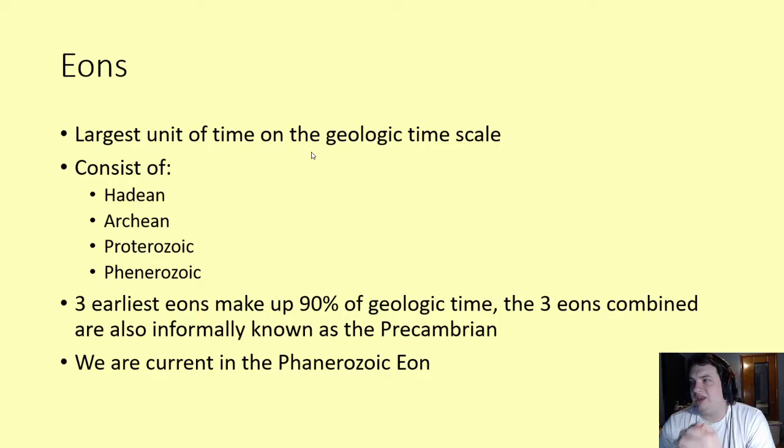The first one is the eon. An eon is the largest unit of time on the geologic timescale. There are 4 major eons over the history of Earth: the Hadean, the Archean, the Proterozoic, and the Phanerozoic. Our 3 earliest eons make up 90% of geologic time. Those 3 eons are also known as the Precambrian, which you may have heard of. We are currently in the Phanerozoic eon.